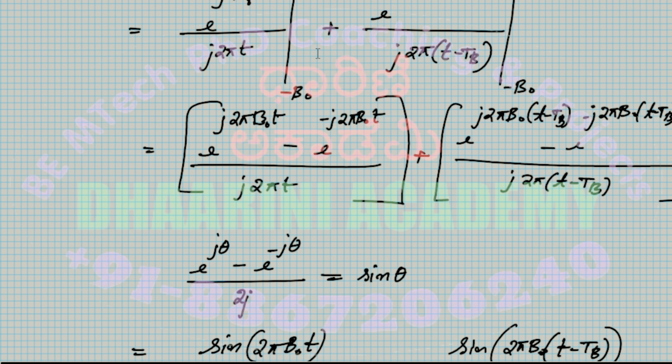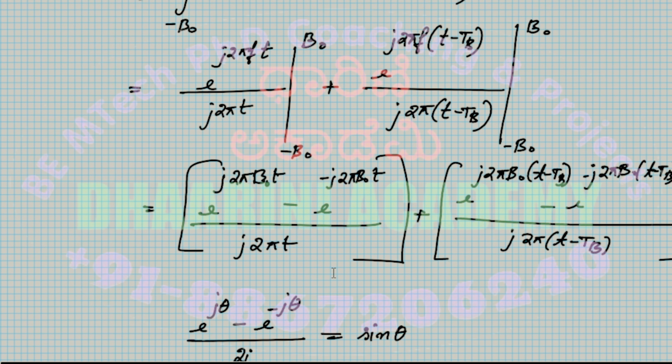Okay, substitute the limits. Whenever it is b naught, it is positive. Whenever it is minus b naught, the term becomes negative. So you get e to the power j 2 pi b naught t minus e to the power minus j 2 pi b naught t, whole divided by j 2 pi. In both the terms I can see a sine function because of this rule: e to the power j theta minus e to the power minus j theta by 2j is equal to sine theta.